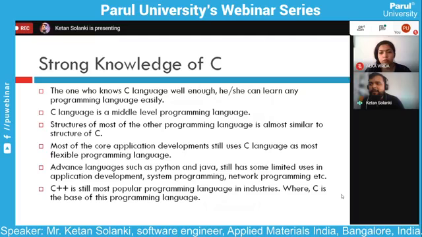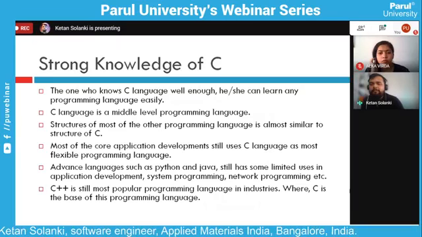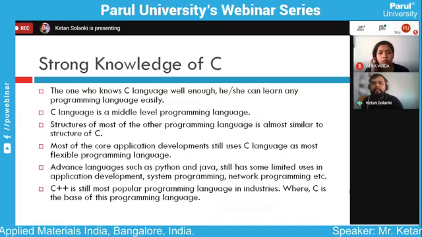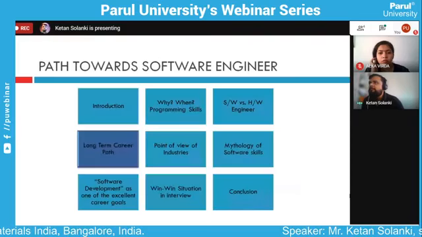So why I'm emphasizing the C language is it's the root of all programming languages, and it's a middle level language. It is directly linked with the machine level language. So that's why C is the key parameter here.